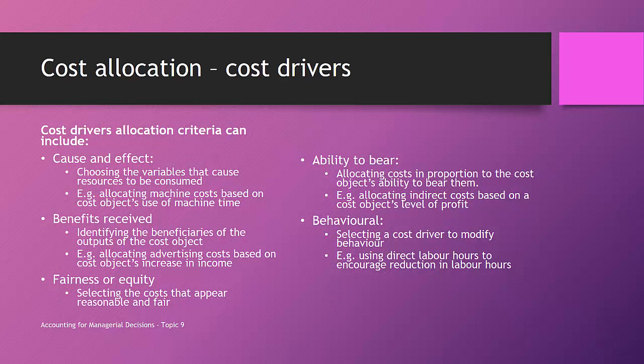And finally, behavioral. So selecting a cost driver to modify behavior. If you use direct labor hours to allocate a cost into a product or into a unit, that would likely lead to a reduction in labor hours, because what you've effectively done is increase the hourly cost of labor just by making that arbitrary allocation. So then rationally, a department might say, well, we're incurring additional costs for using labor, so let's reduce the amount of labor hours. And so you're actually trying to change some underlying behavior there.